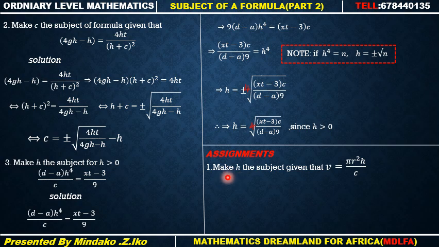Okay, assignment 1: make h the subject, given that v equals pi r squared h divided by c. So you have to make h the subject. Okay, assignment 2: we are given that a equals p times 1 plus square root of r on t. Express t in terms of a, p, and r.